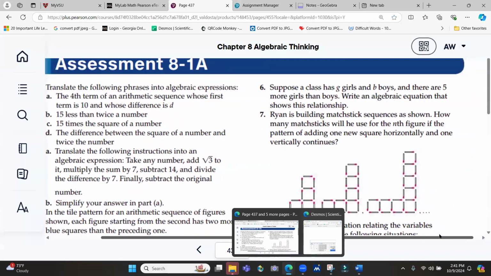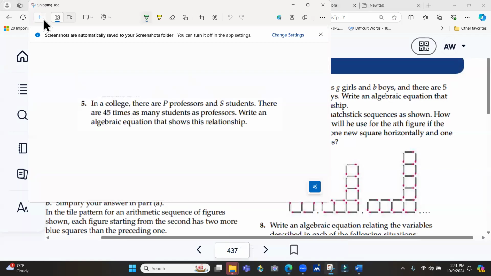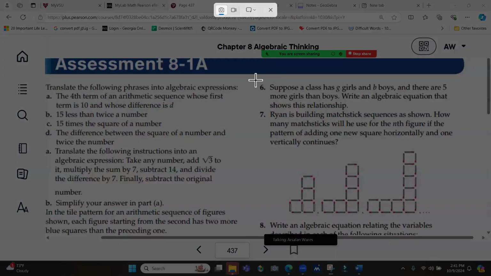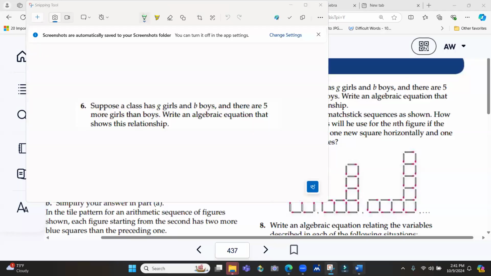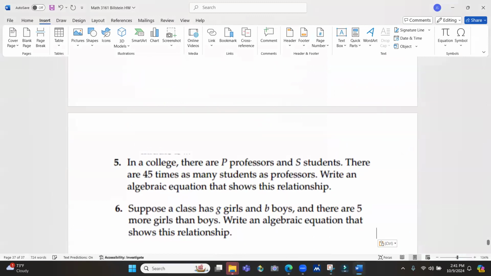I don't know if I have to do all of them. Suppose a class has G girls and B boys, and there are 5 more girls than boys. Let's do this. I don't think this is really that difficult. You guys can handle it. I know that pretty well. But we'll do this one. Things will get more interesting with the next problem.